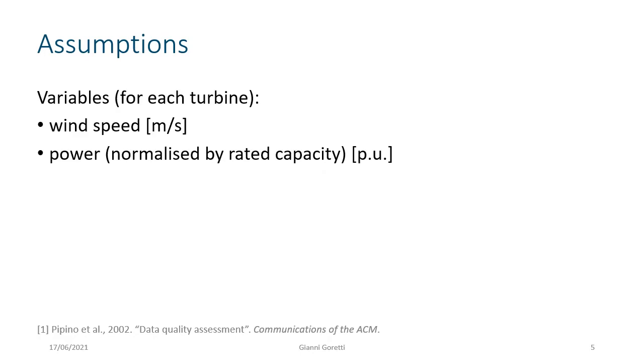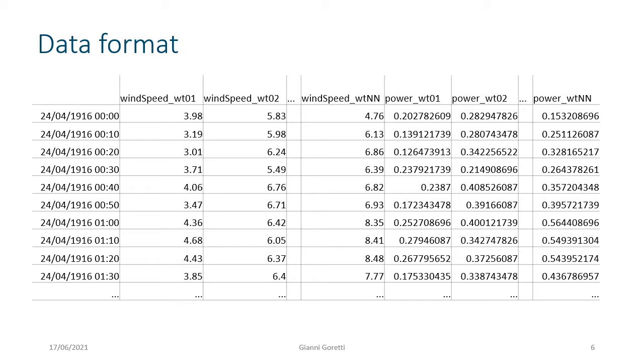The variables necessary are wind speed and power, as I was saying, normalized by the rated capacity of the turbine for each of the turbines. And the format of the data is the classic data frame, if you like, a spreadsheet, with first column being the index and then one column per variable. So one set of columns for the wind speeds and one set of columns for the power outputs.